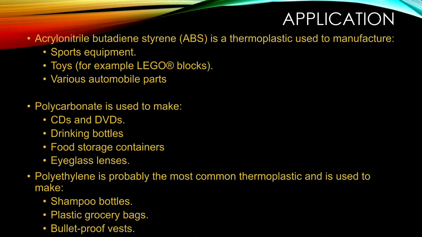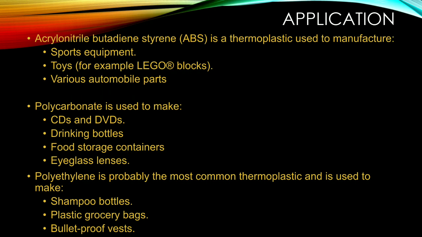As for applications of thermoplastics, we have ABS, which is used for sports equipment, toys, and various automobile components. Usually the automobile front bumper and back bumper are made of ABS. Even the fuel tank is made of ABS. Whenever you see an automobile, the fuel tank is made of plastic. ABS is used.